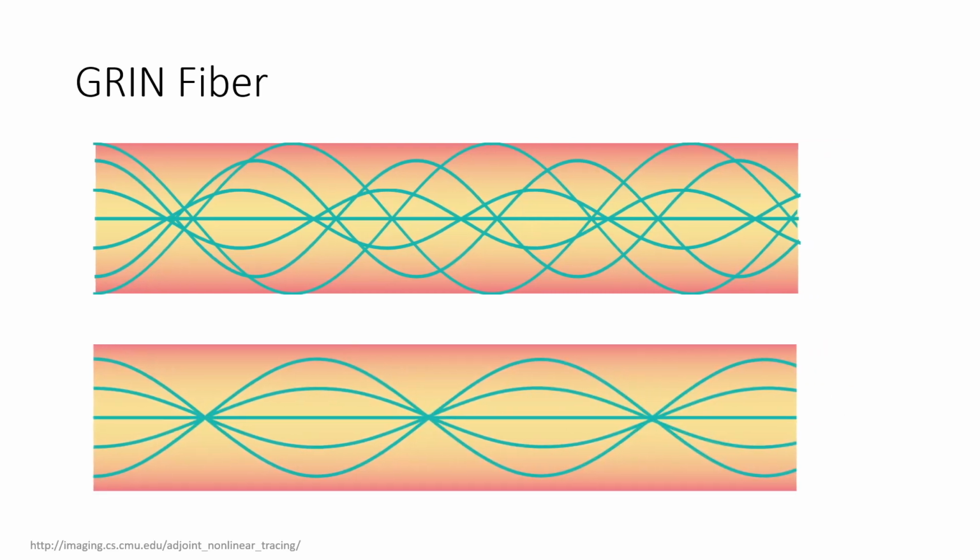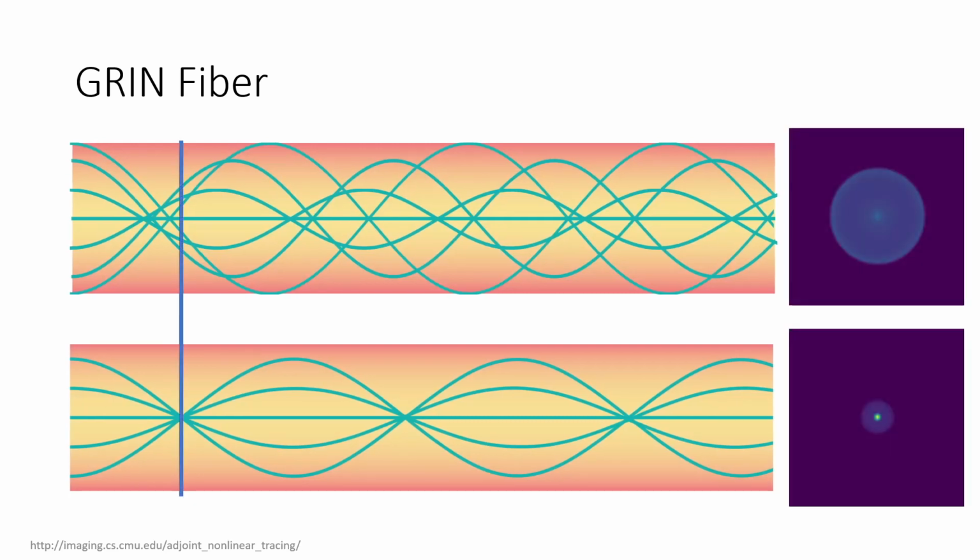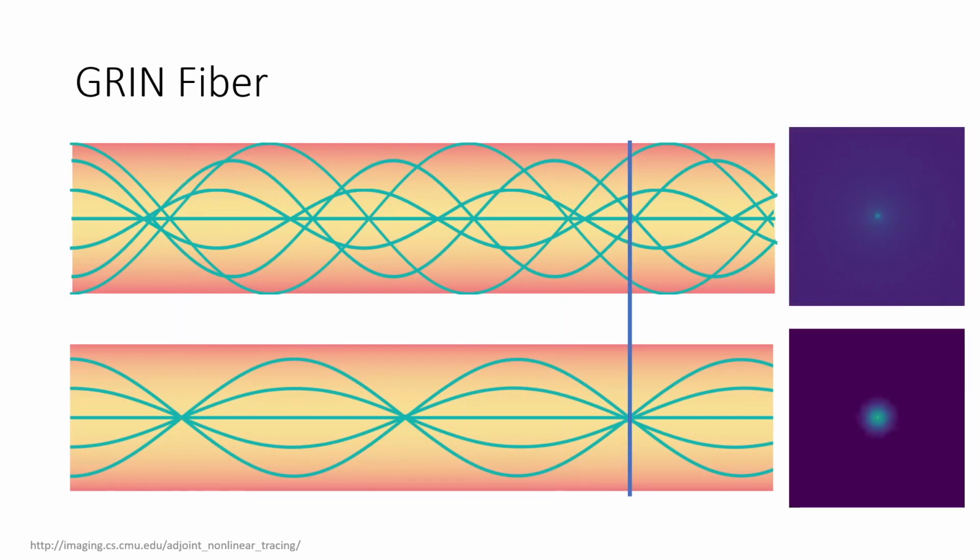And if we look at a cross-section at one of these focus points, we can visually confirm that the optimized profile does perform better than the parabolic profile. And looking at a focus point later in the fiber, we see that in both cases, focus degrades, but the optimized profile still performs better.